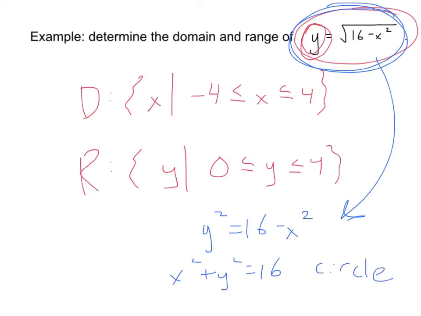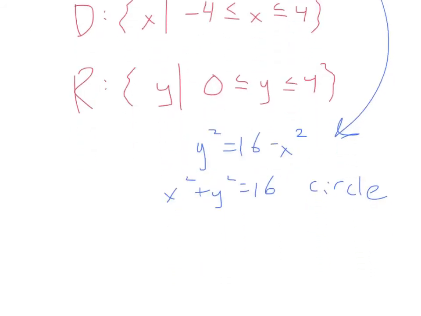And so when you take the square root of it, what you end up with is the top half of a circle of radius 4. And from the picture, you can totally see, hey, check it out. The domain goes from -4 to 4, and the range goes from 0 to 4. So that's what I mean, again, about the graph making it really easy to tell what the domain and range of a function are.